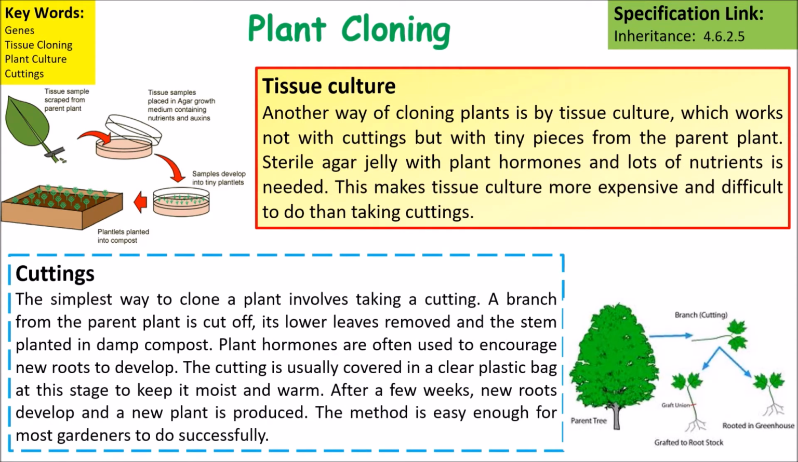And cuttings is the simplest way to clone a plant. All you need to do is take a cutting off the parent plant, put it in some rooting powder, for instance, then replant it, and it will grow into an entire new clone of that parent plant.